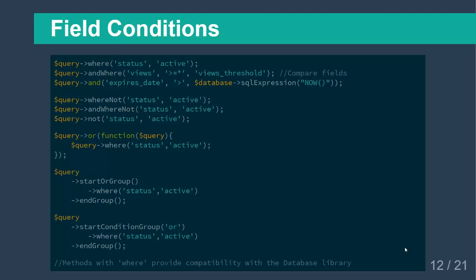So let's look at the method names now. There's where, and where, or just and if you want to be very short. The negation is also similar: where not, and where not.